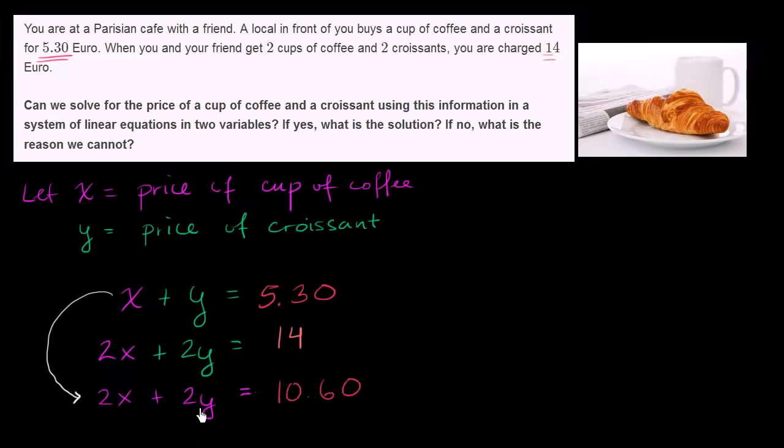Now something very interesting is going on here. If the local had bought just twice as many cups of coffee and twice as many croissants, he would have paid €10.60. And that would have been the exact amount of coffee and croissants you got, and you paid 14. So it looks pretty clear that you got charged a different amount. You got the tourist rate for the cup of coffee and the croissant, while he got the local rate. And we can verify that there's no x and y that's going to satisfy this. And even logically it makes sense. Here, 2 times an x plus 2 times a y is 14. Here, 2 times an x plus 2 times a y is €10.60.